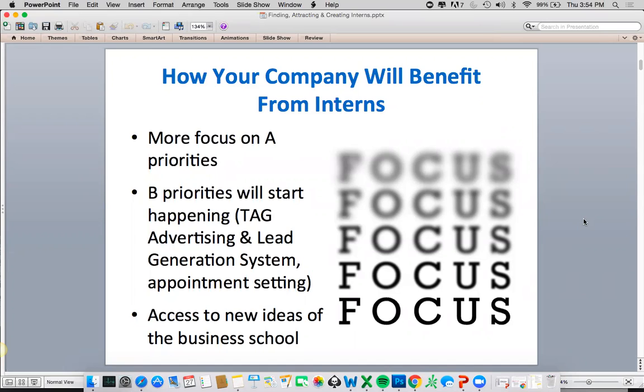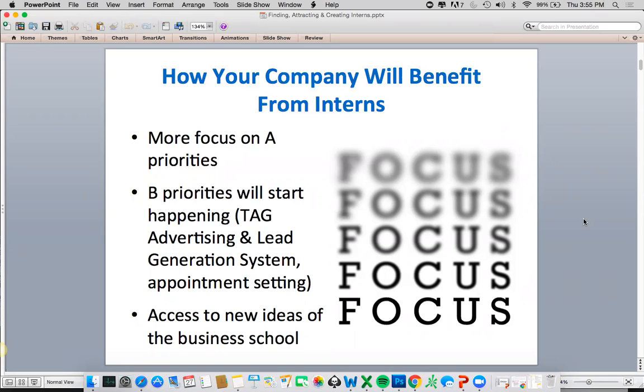Also, from our perspective, we're going to benefit quite a bit. One of the things that we noticed since we started bringing in interns is that a lot of the key players in the company just spend a lot more time focused on their A priorities. At TAG, we talk about ABC priorities, A priorities being the things that are absolutely most important. And if we don't get those done, there are big consequences. Then there are B priorities, which are things that we all know we should do. And we need to get to them, and there are minor consequences if we don't take care of that.